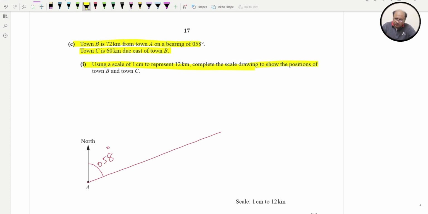Complete the scale drawing to show the position of B and C. So for 72 kilometers we can take 6 centimeters, and 6 centimeters roughly we can take over here, and this will be our B point, and from B point we can take north like this one, and from this one they are saying due east. So east will be this side, so due east is 60, so 5 centimeters on this side, and this is basically east, and 5 centimeters roughly we can take up to this one, and this will be our location, which is C.